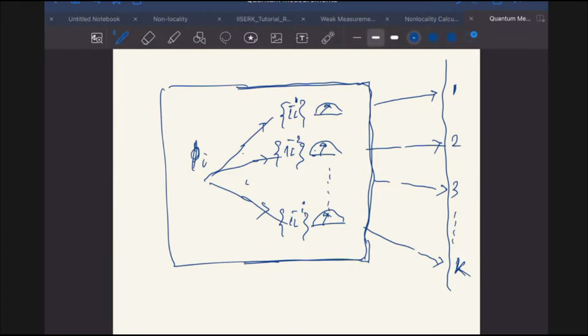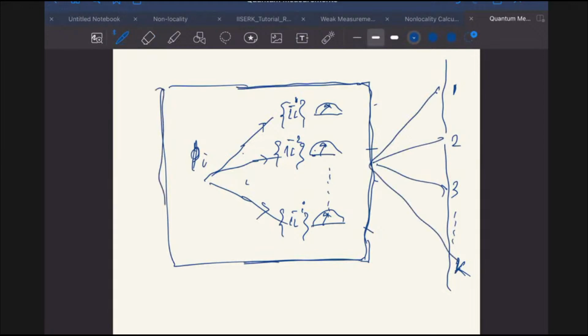So I don't know what is happening inside. I am only observing the detection. Let's say it is coming like this. I don't know where it is coming from. It is coming from this black box, from certain spin projectors, but I don't know which. It may come from any of these projectors.